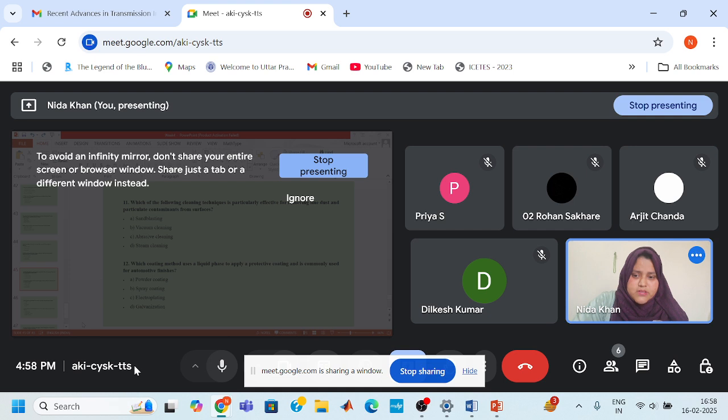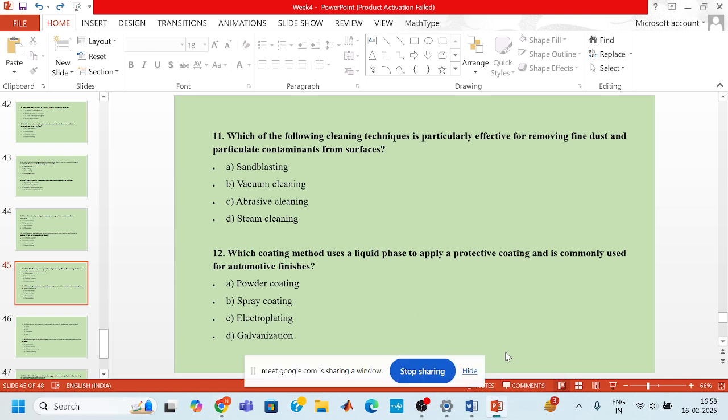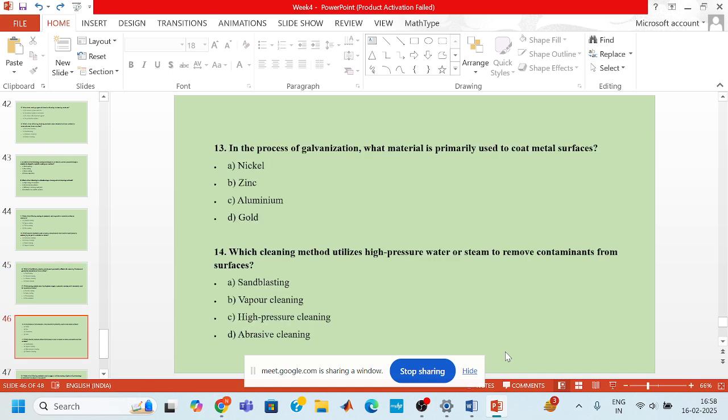What could be the answer other than spray coating? Ma'am, Rohan. Okay. Anyone else? Priya? Spray coating, ma'am. Okay, spray coating is the right answer. Spray coating uses a liquid phase to apply a protective coating and is commonly used for automotive finishes.